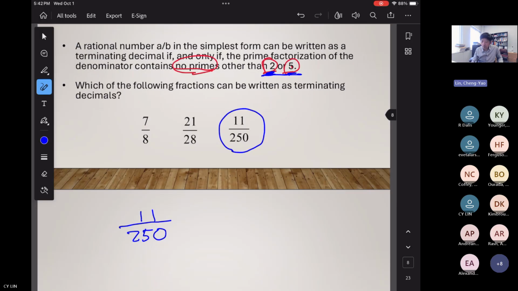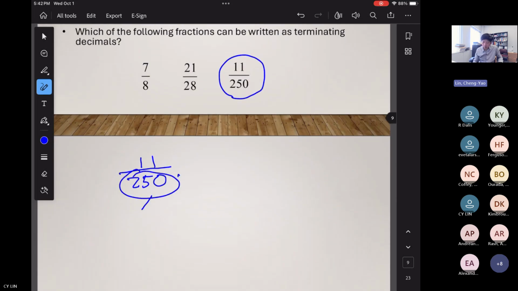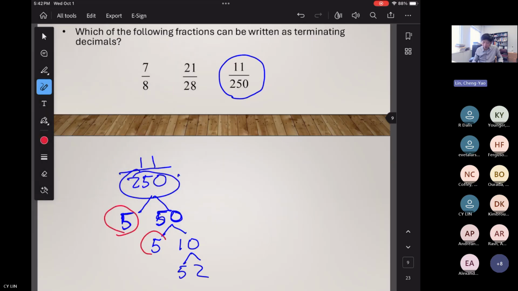First of all, can you tell me whether this is simplest form, yes or no? Yes. So if this is simplest form, then we can base it on this to determine. 250 is 5 and 50. I take a 5, a prime number, right? Then 50's prime factorization is 5 and 10, and then 5 and 2. Do we have anything else? We have only 5s and 2, right? So therefore, yes, this must be a terminating decimal.